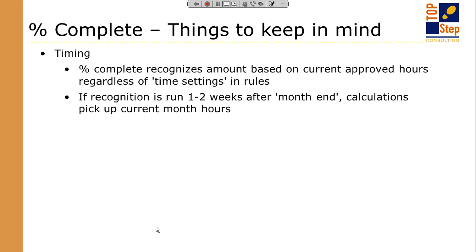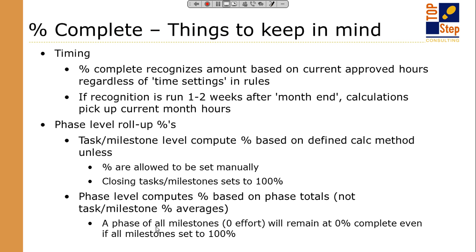Okay? There's no way, if you put November 30th on there, it doesn't stop and then go back and say, oh, what were the approved hours as of November 30th? It doesn't pay attention to that date. So timing is really important when you're using a percent complete revenue recognition rule because it's an as-of-today type calculation.